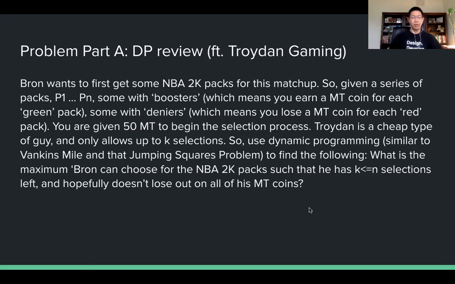So using dynamic programming, which is similar to a game called Vankin's Mile, like jumping up, down, left, right, and a jumpy squares problem, find the following. What is the maximum Bron can choose for NBA 2K packs such that he has K less than or equal to N selections left and doesn't lose out all of his MT coins? So you know, NBA 2K, if you lose all your coins, your account gets shut down and you don't get to go for Galaxy Opals or bragging rights.